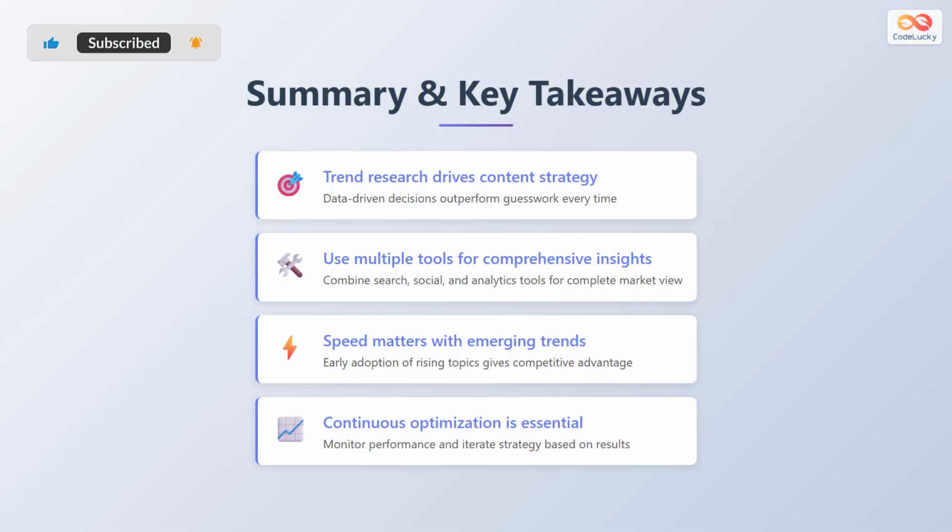Let's recap the key lessons. First, trend research drives content strategy. Data-driven decisions consistently outperform guesswork. Second, use multiple tools for comprehensive insights. No single tool tells the whole story, so combine search tools, social platforms, and analytics for a complete market view. Third, speed matters with emerging trends. Early adoption of rising topics gives you a significant competitive advantage before saturation happens. Fourth, continuous optimization is essential. Monitor your performance and iterate your strategy based on real results. Master these principles, and you'll unlock consistent growth for your channel.